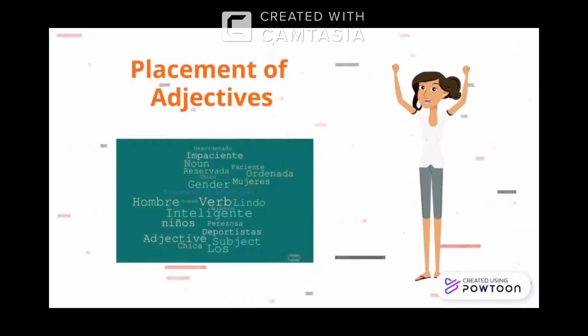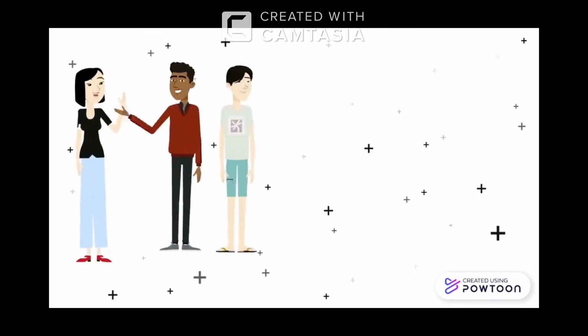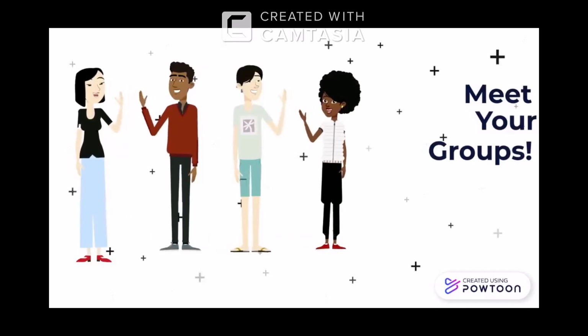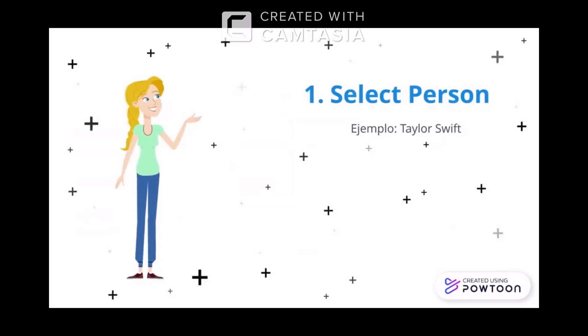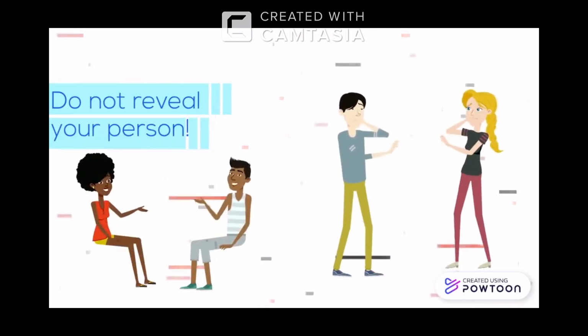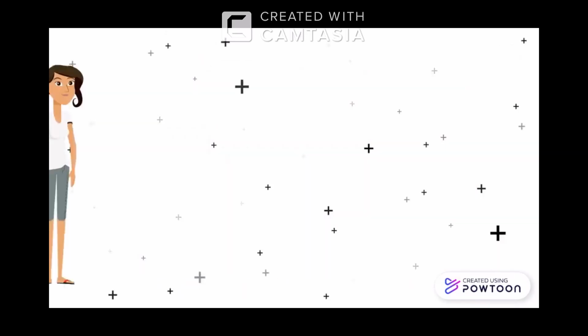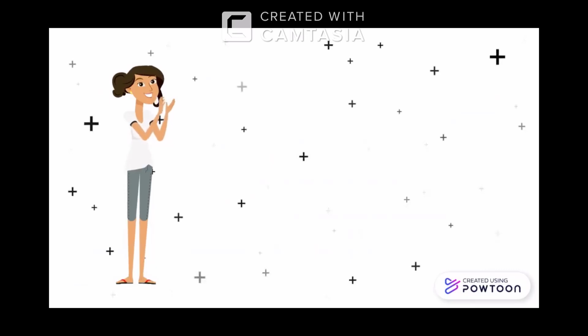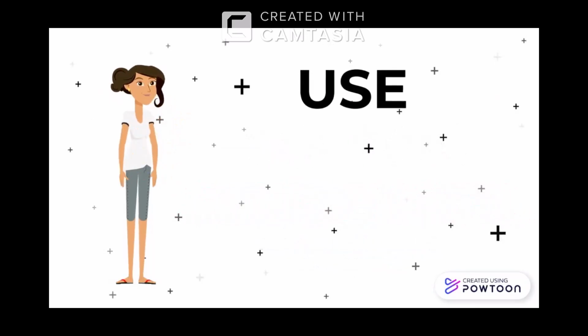Now that we have played plenty of rounds of Guess Who all together, it is time to get in groups and describe characters together. To complete this task, you and your group will select a famous character, athlete, or person and describe them in Spanish. However, you are not saying who the character is. At the end, we will all come together and play Guess Who with our characters that we chose. Remember to use simple sentences with correct placement of adjectives.